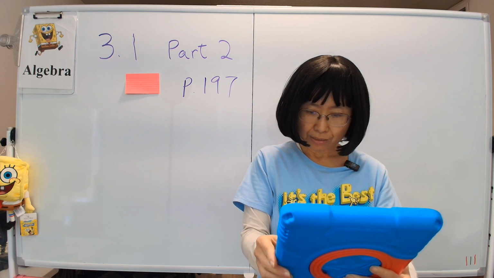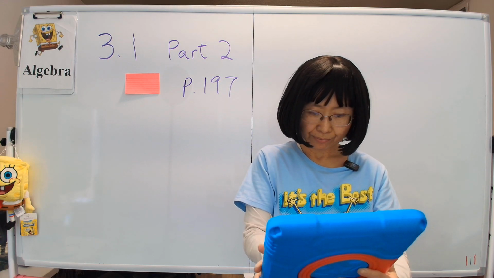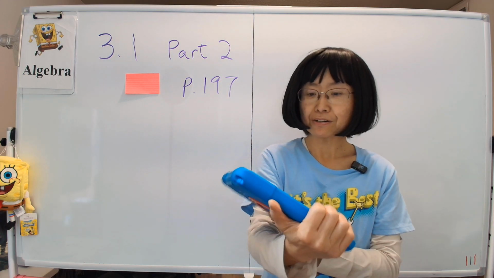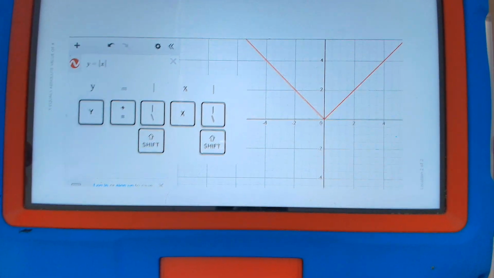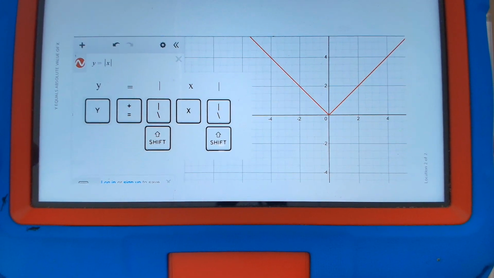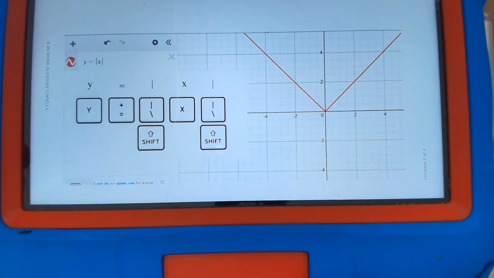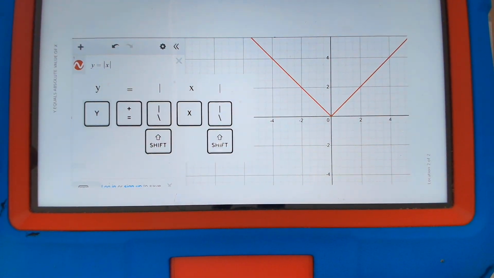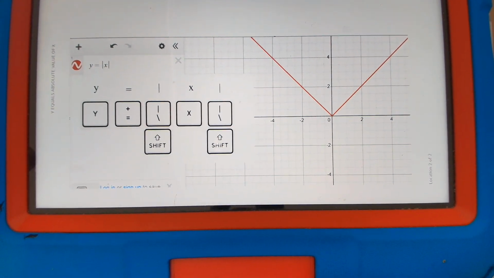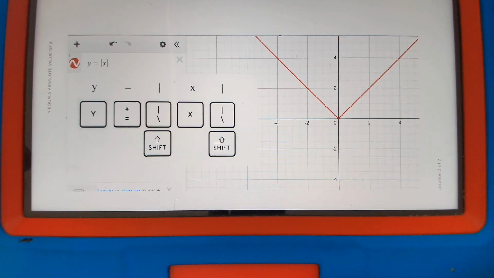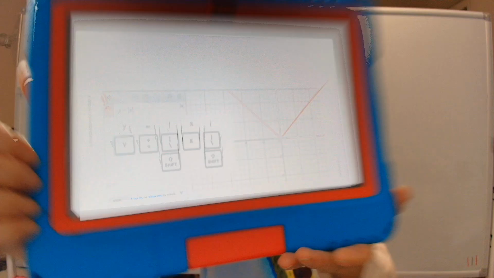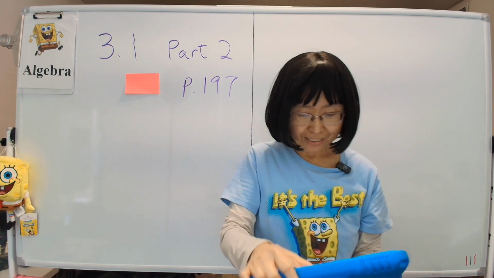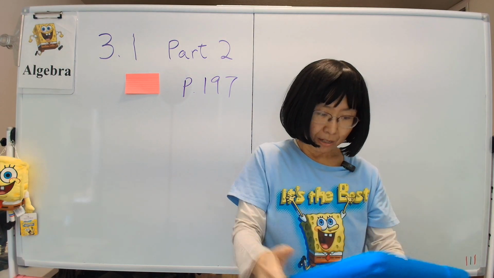Okay, the next one is y equal to absolute value of x. Same thing, okay? And see, you type in those keys as it shows. Push shift and that other button together. My son couldn't find the button at first. It's on the right hand side, okay? It's there in every keyboard. So please find that thing so that you can type in the absolute value.